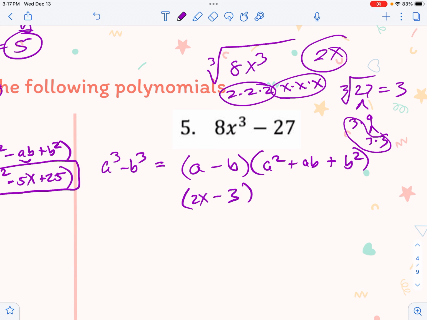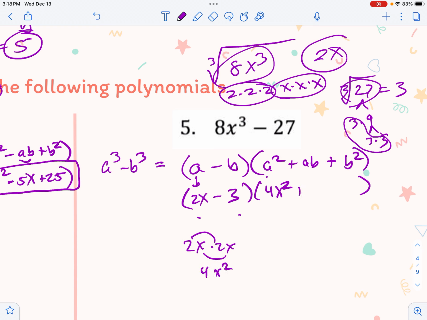Minus 3. Okay, so the next part, once you get the cube root of 8x cubed and the cube root of 27, those are your first two terms. You want a squared here. Well, that's going to be 2x times 2x. That's what 2x squared would be. So that's 4x squared. 2 times 2 is 4, and x times x is x squared.